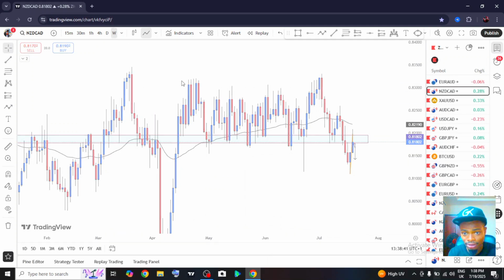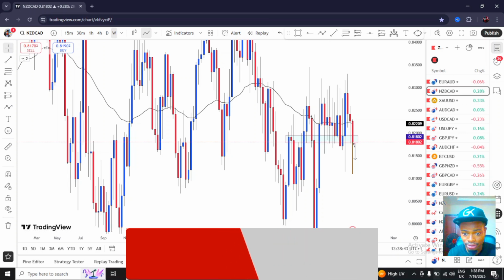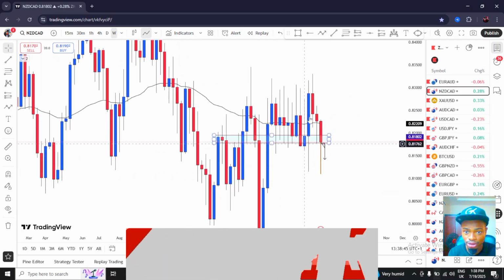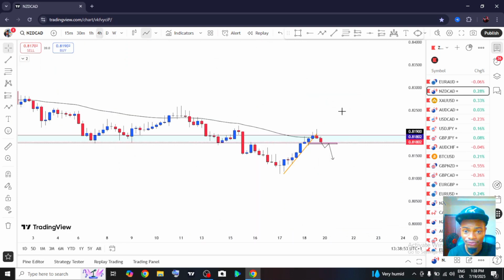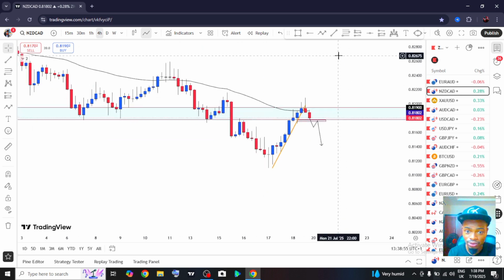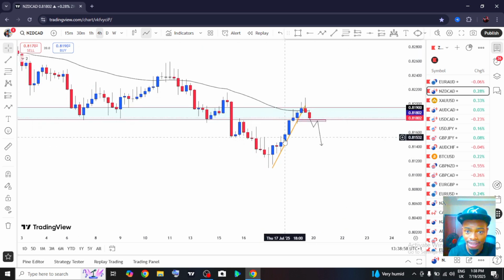Now, one thing I don't like about this pair is that the weekly time frame right here, if you can see, is actually bullish. So this is the higher high, this is the higher low. Price did not close under this low. So this price action is still bullish on the weekly time frame, and on the 4 hour time frame, price is also still bullish because this is the higher high and this is the higher low. So price is still bullish.